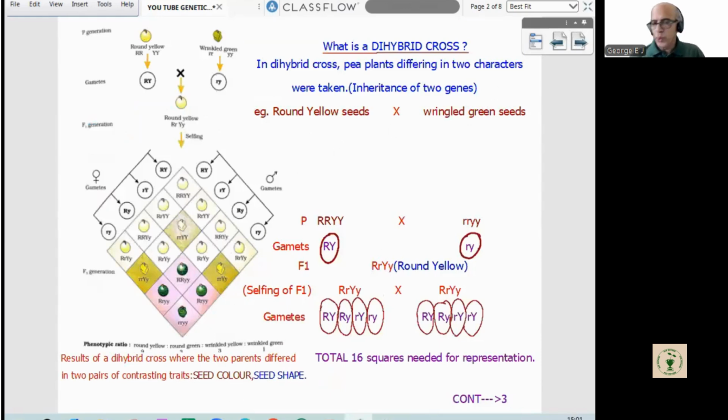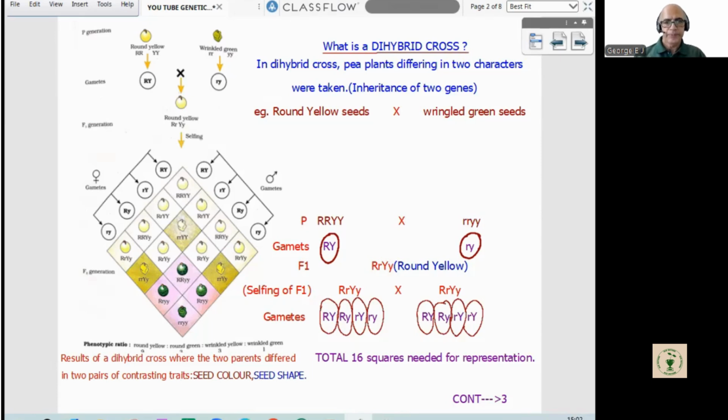First we should know what a dihybrid cross is. Monohybrid you know, so what is dihybrid? In a dihybrid cross, pea plants, garden pea, Pisum sativum, a Papilionaceae member, differing in two characters were taken. That is why in NCERT there is a synonym given, inheritance of two genes. And what are the characters taken for this cross by Mendel? Round yellow seed, in the diagram you can find the color, crossed with the wrinkled green seeds.